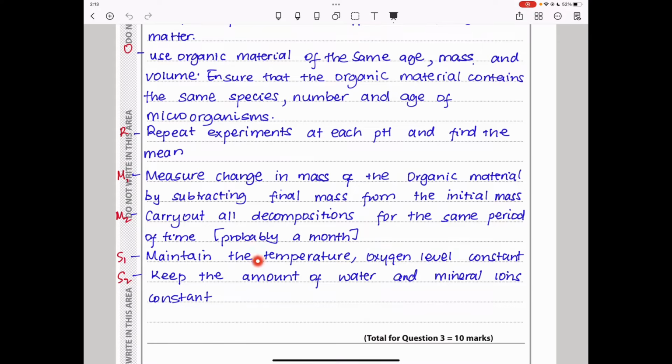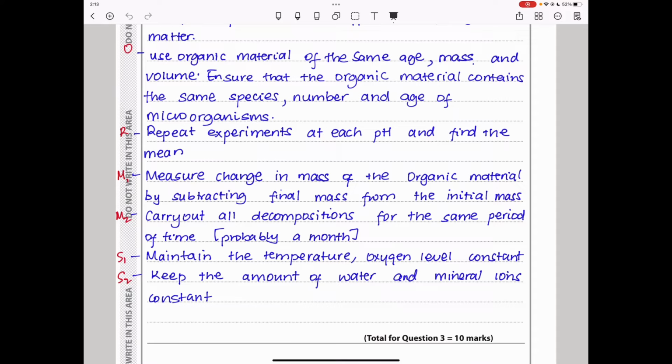So maintain the temperature and oxygen level constant, and keep the amount of water and mineral ions constant, because this is decomposition. Decomposition can be altered if there is more water or if the temperature is higher, then the decomposers are going to be more active. If there is more oxygen and they're aerobic decomposers, then the rate of decomposition is going to be faster.